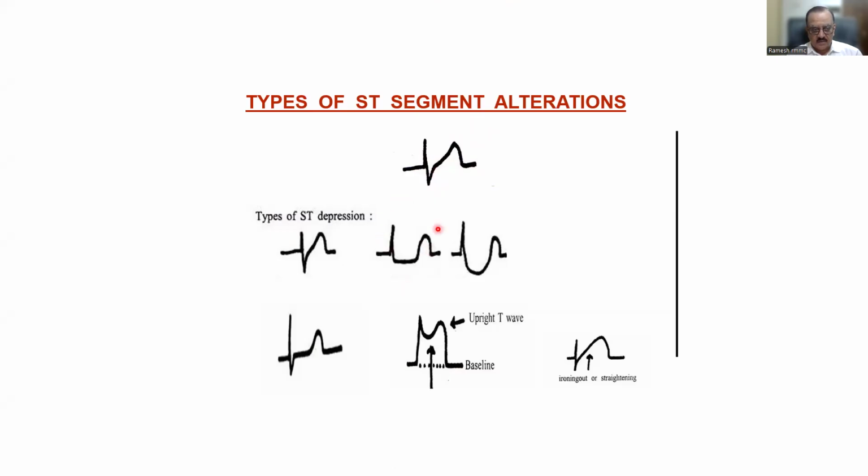See this S wave, see this ST segment. Do you think it is normal or abnormal? I would like you to be interactive, please. Do you think it is normal or abnormal? What is the abnormality? ST depression. It is depression. This is the baseline. It is coming down. It is an ST depression.